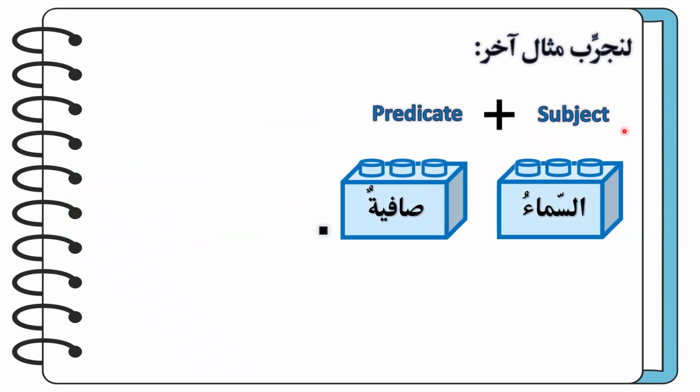Take a third example for a nominal sentence. There are these two nouns, the subject and the predicate. السماء صافية. So the subject is definite, and here the predicate is indefinite. They both end with a dhamma. The grammatical case is the nominative case. السماء صافية means the sky is clear.